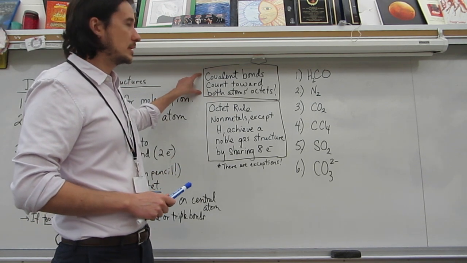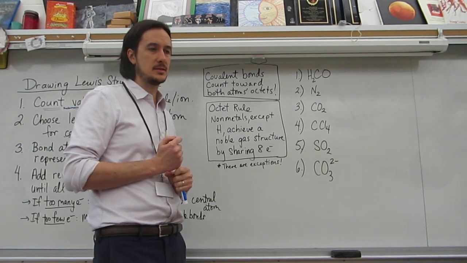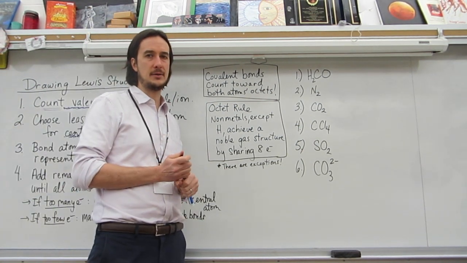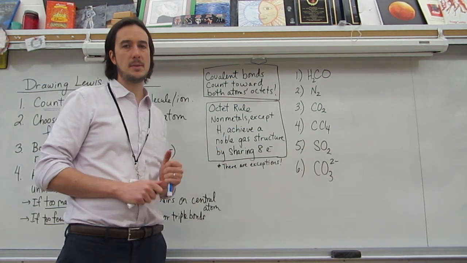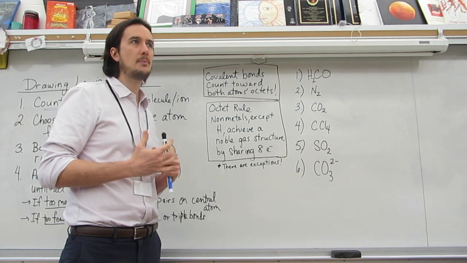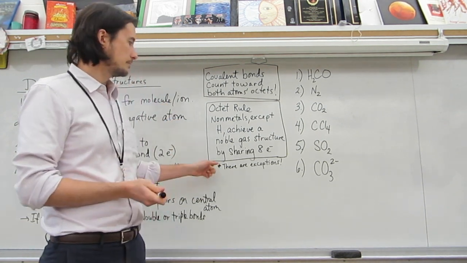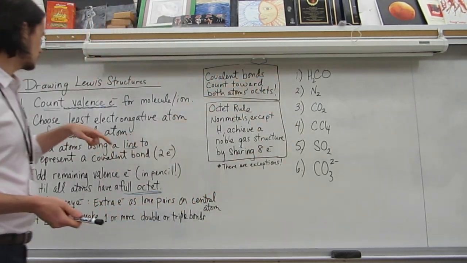We've got covalent bonds, they count toward each other's octets. And we've got an octet rule. So 8 is the maximum number of valence electrons any atom can have. And so nonmetals, when they bond, they stop bonding when they have 8 valence electrons. There are exceptions. You'll see those later. Let's do H2CO. So for H2CO, we're going to do the first thing.